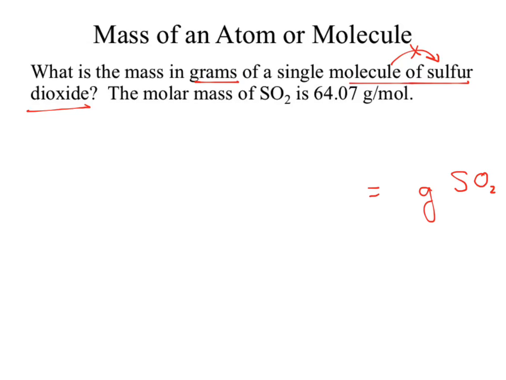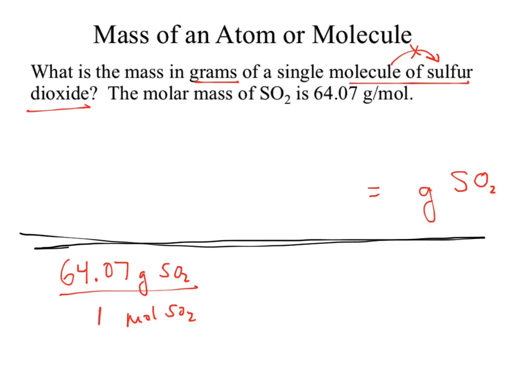What are we given? 64.07 grams per 1 molecule. So we could go through and say we are given 64.07 grams of sulfur dioxide. And that's not true. What are we given? Grams per mole of sulfur dioxide, and in particular, 1 mole of it. We're also given something else. The molar mass is 64.07 grams per mole.